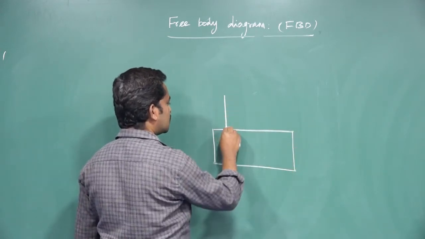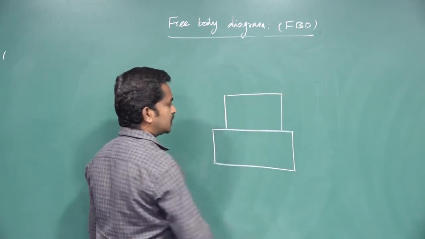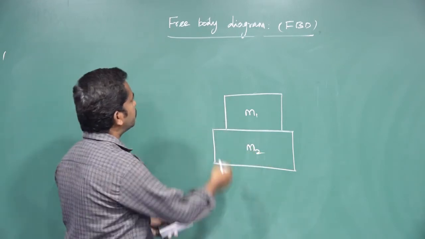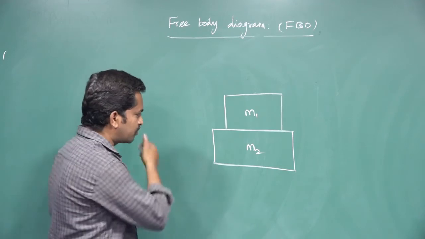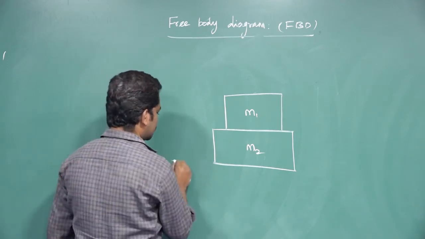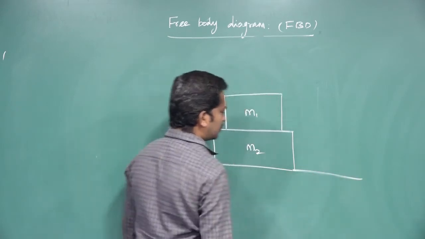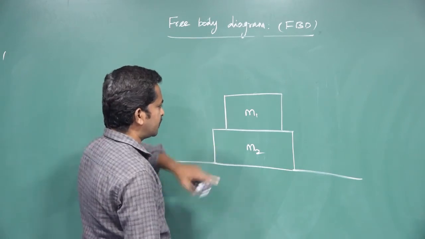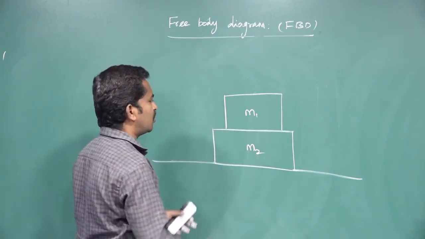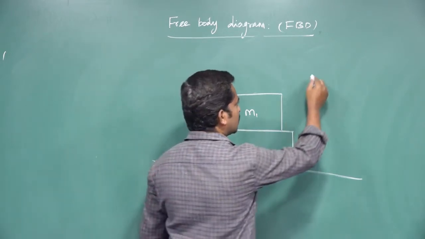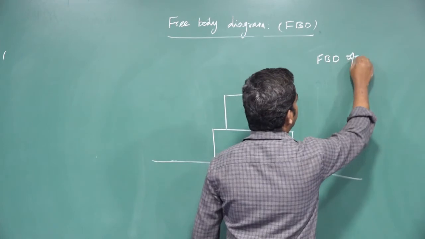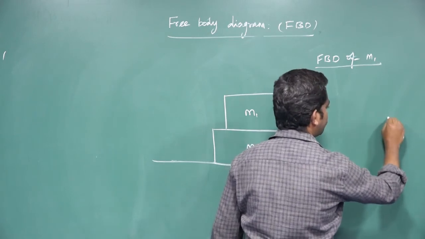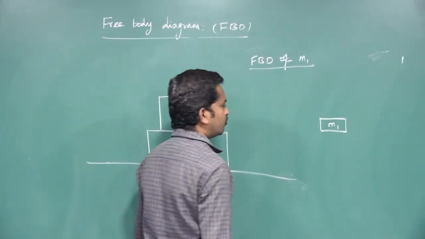And next, let us take another example. One object, another object: this is mass m1, this is mass m2. Just draw the free body diagram of this. The two objects are placed on the surface of a table or similar. So m1 and m2. First of all, I want to draw the free body diagram of block m1. Consider m1 as a single point.